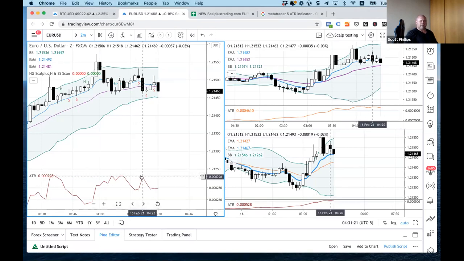So if we break this ATR value 298, we're out of DB. So that would be 299 or above.